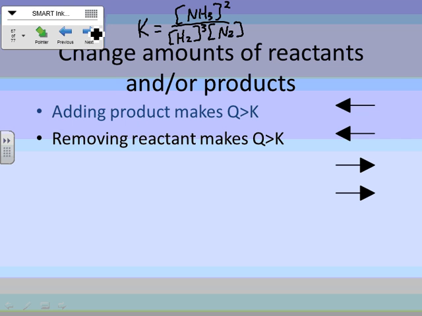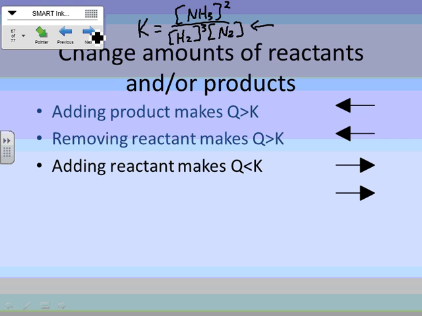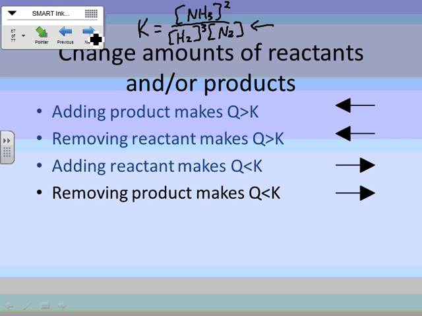If we remove reactants, that makes the Q greater than K. Again, that's another way we can make Q greater than K. If we make the denominator smaller, okay, then that's going to make our Q bigger. And so then, again, it still has to go to the left. If we add reactant, that makes Q less than K. So if we make the denominator bigger, that's going to make our Q smaller than our K. And that shifts the equilibrium to the right. And then removing product makes the Q less than K. All right? Does that make sense?